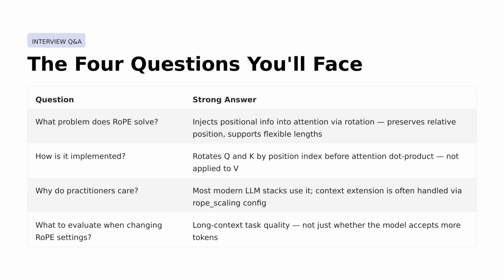Here are the 4 RoPE interview questions you're most likely to get. First, what problem does it solve? It adds positional information to attention using rotation, which preserves relative position and supports flexible sequence lengths. Second, how is it implemented? By rotating the query and key vectors before the attention dot product, not the values. Practically, people care because most modern LLMs use it, and context extension often relies on RoPE scaling. Finally, evaluate task quality, not just token limit.